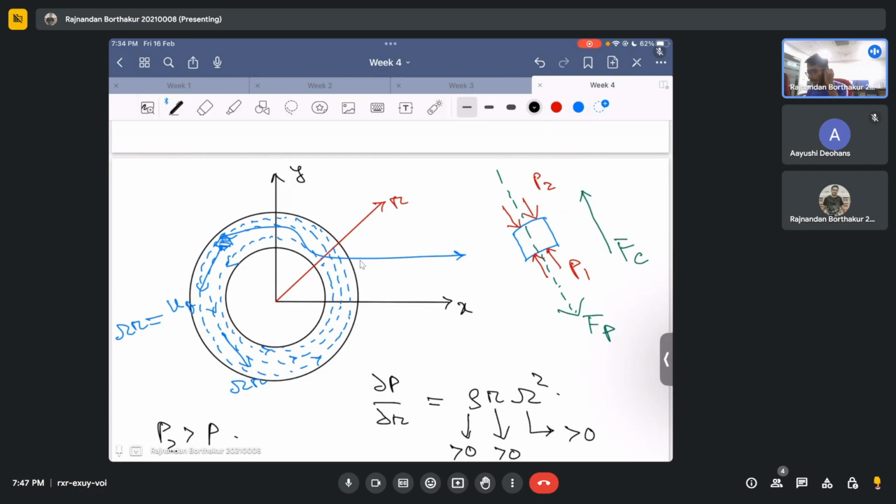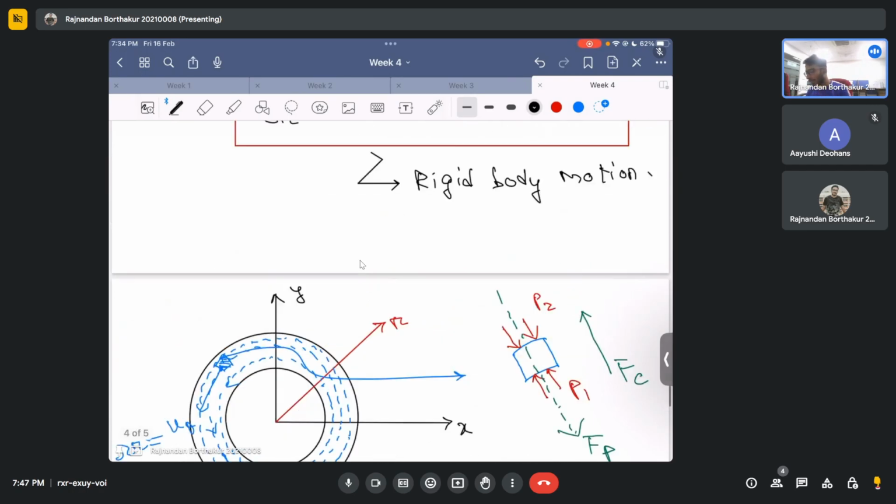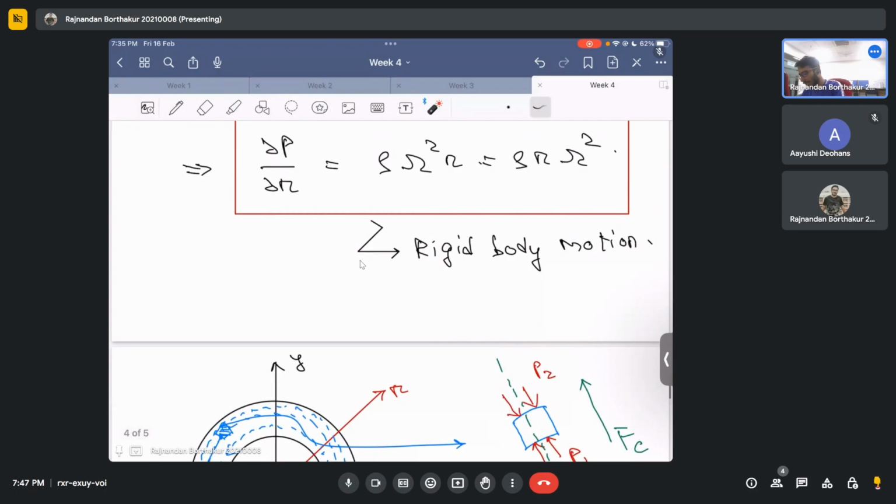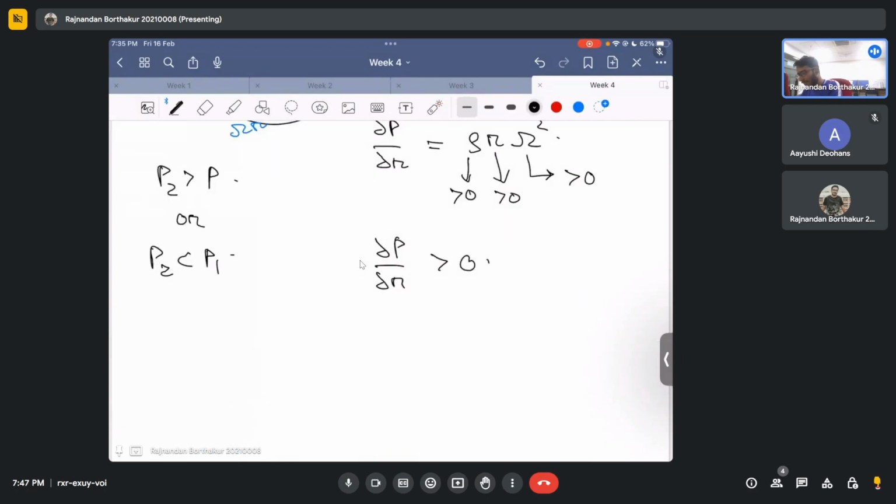So one thing is still left to answer. We now understood that there would be a balance of this pressure force and the centrifugal force, but we have still not answered why this is a rigid body motion, and we will shortly do that. But before that, if you have any doubts, you can ask me. I'll stop here for 1 or 2 minutes and then we will begin.